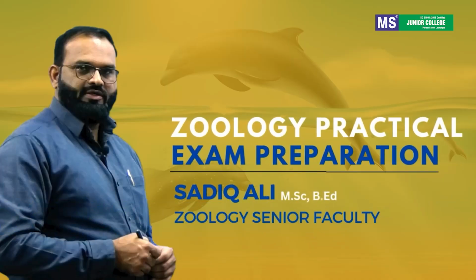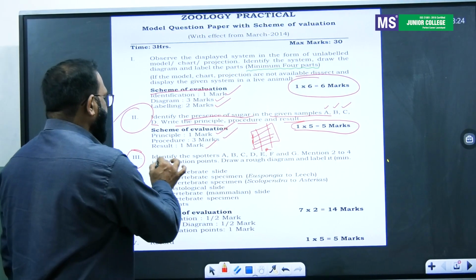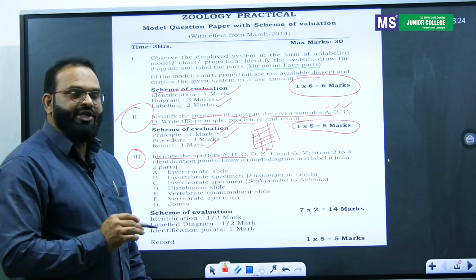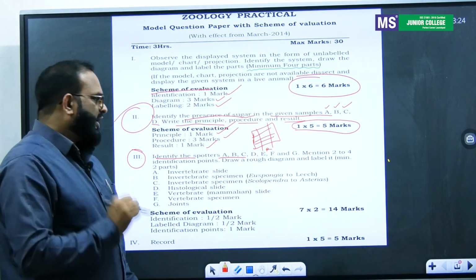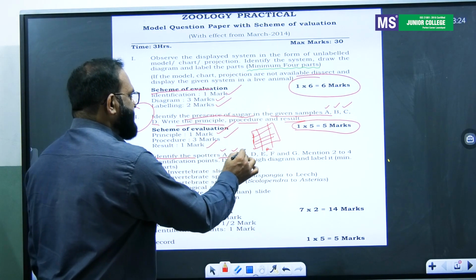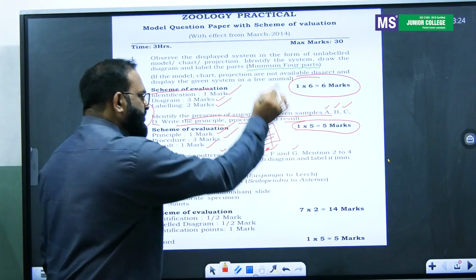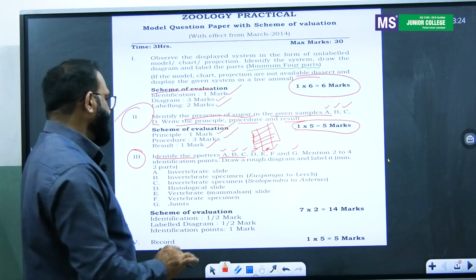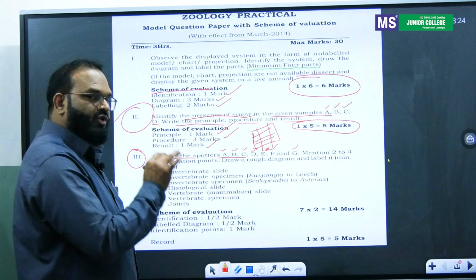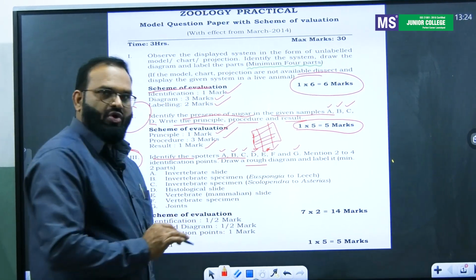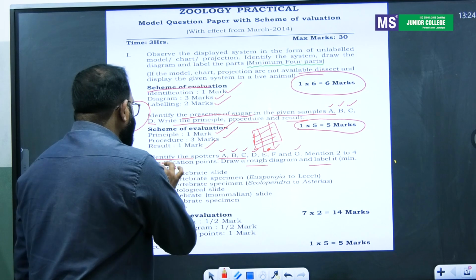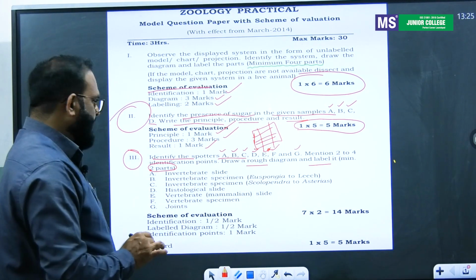Students, question number 3, part 3. Identify the spotters which are displayed in your lab, in your examination hall: A, B, C, D, E, F, G. Right. So what you have to do? You have to first identify and later you have to draw a rough or a good diagram and label it. Minimum 2 labelings are needed, students.